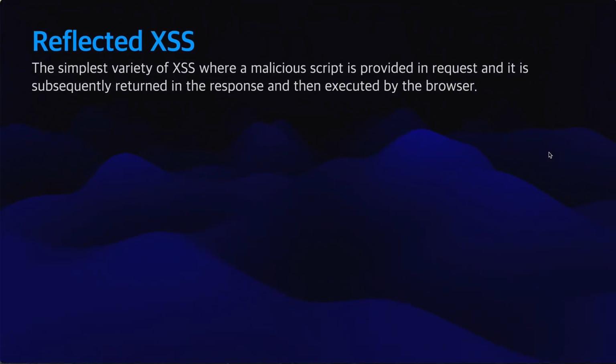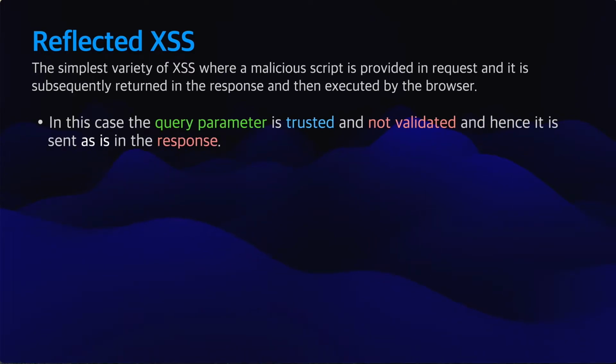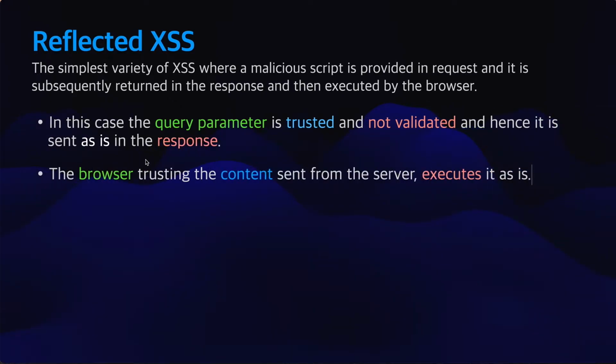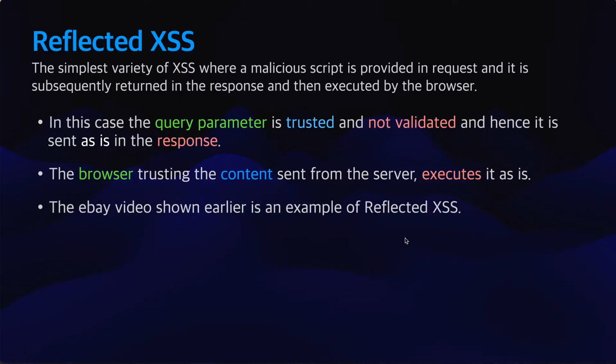So there's a bit of a summary here. Reflected cross-site scripting is the simplest variety of cross-site scripting attack, where a query parameter is trusted and not validated by the application server, and the value that it contains is sent as is in the response. The browser, trusting the content sent from the server, executes it as is, because the browser doesn't know that this could be tampered with. And the eBay video shown earlier is an example of reflected cross-site scripting.